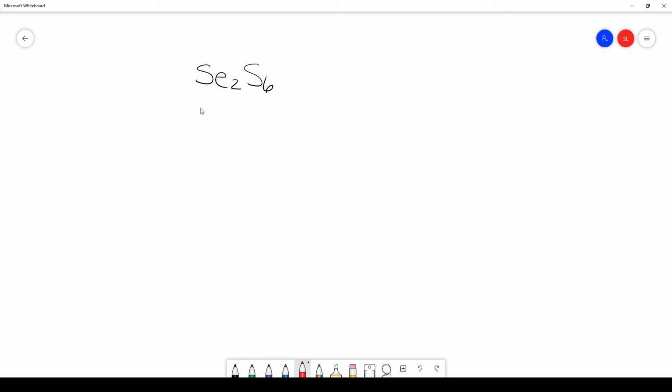If we color code this, our first element, symbol 1 is Se. Subscript 1 is a 2. Our second element is S, symbol S, and our second subscript is a 6. So now we'll directly translate between the subscripts and prefixes, and then element symbols and appropriate element names.